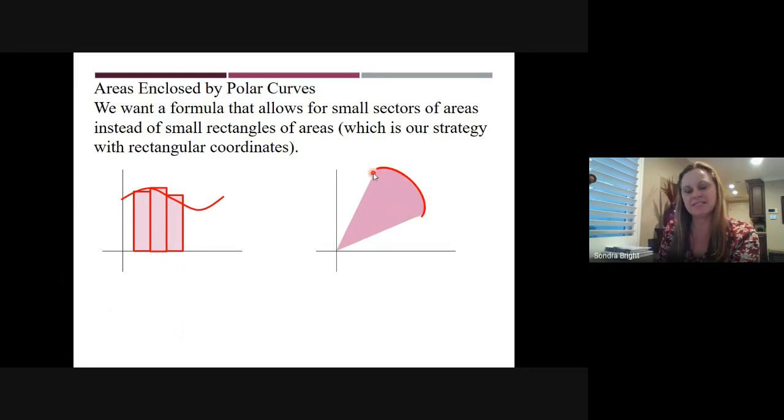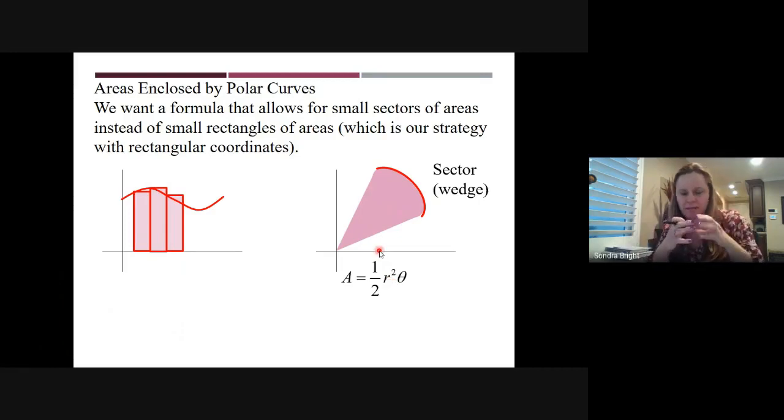Remember the area of a sector. So here, if the whole circle's going around, we can take just this slice of the pie, and that's the area of a sector, or a wedge sometimes they're called. And if you remember the area, if you don't, it's an easy derivation from just taking a proportion of the whole circle and then times the area of the circle. And so you end up with 1/2 r squared theta.